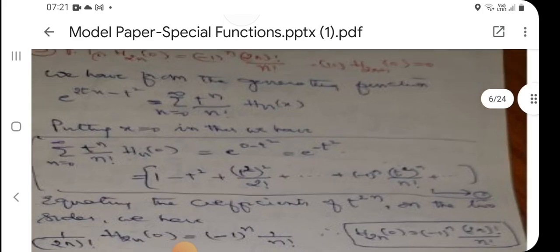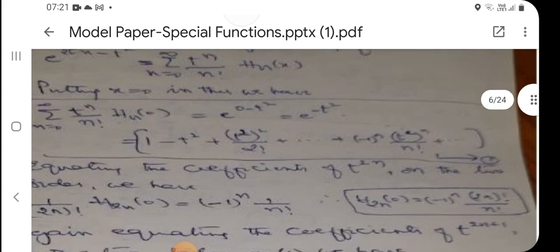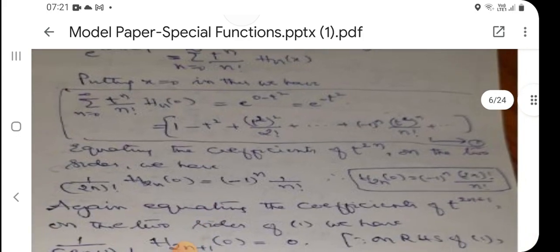Now expanding e^{-t^2}, we have 1 minus variable plus variable square by 2 factorial minus variable cube by 3 factorial and so on, plus (-1)^n variable^n by n factorial. Here the variable is t^2. So 1 minus t^2 plus (t^2)^2 by 2 factorial plus so on, (-1)^n (t^2)^n divided by n factorial.